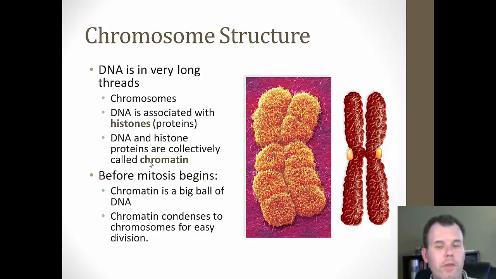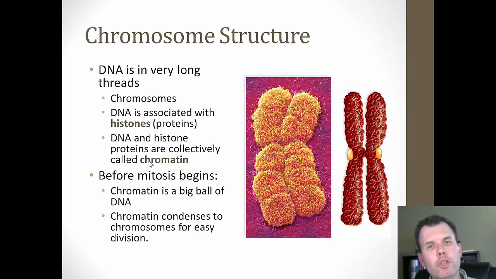Chromatin looks like a big ball of DNA during interphase. What I mean by that is basically if you took the cover off of a baseball or a golf ball or maybe a rubber band ball, and you see all those strings wrapped around in different directions, that's basically what your DNA looks like in the nucleus. It's all kind of wrapped together, no real organization going on in that case.